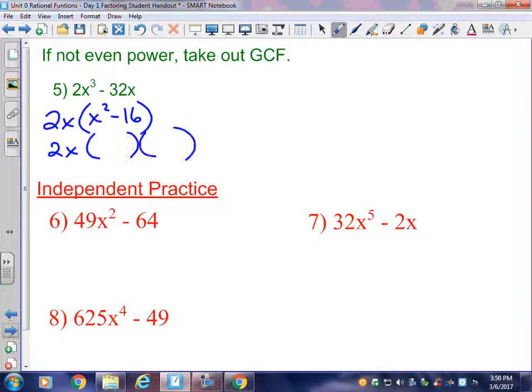Because factoring is all about difference of squares. These two things multiply together to make x squared, because 4 times 4 is the same thing as 4 squared, which is 16. And a negative times a positive makes a negative. So now we have some examples here for you to try. I want you to stop the video and do these real quick, and then we'll come back and check them.